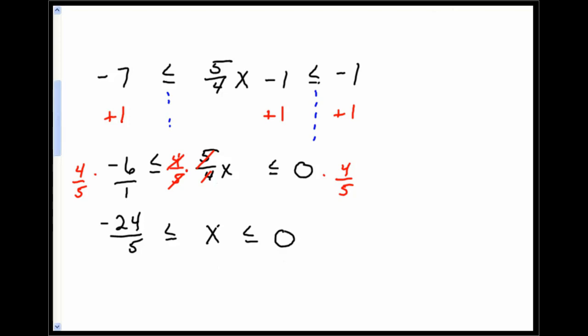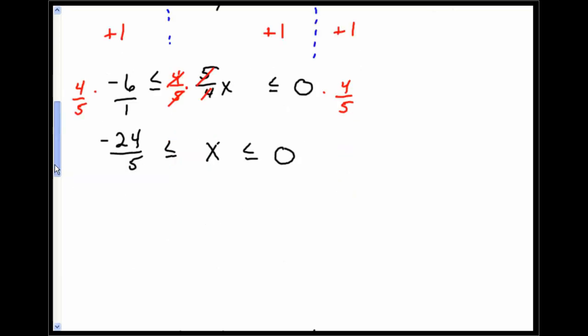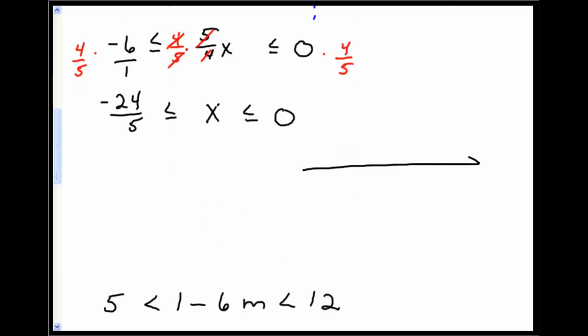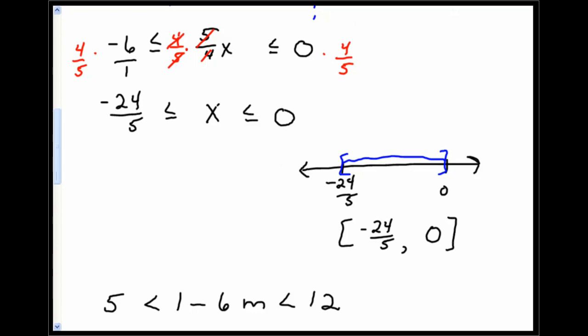So now x is in between these two numbers. So on your number line, you're going to place negative 24/5 and your 0. We want all of the numbers in between, and both numbers are included. So your interval notation will be square bracket, negative 24/5, comma 0, square bracket. And if you notice, the numbers always go from low to high.